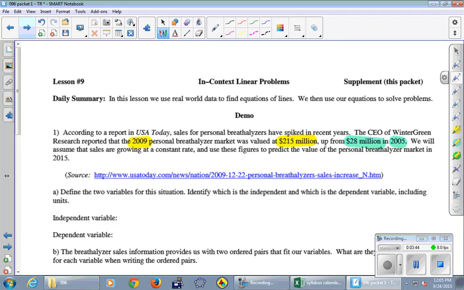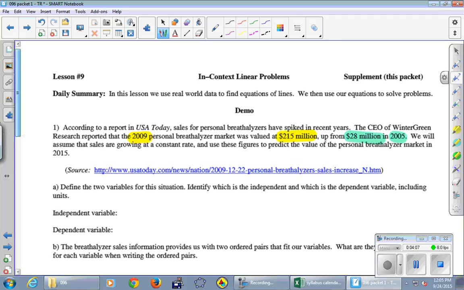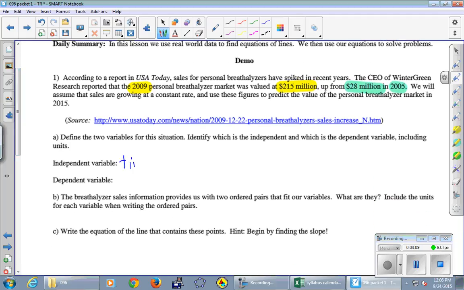If time is involved in a problem, like in this one, 2009 and 2005, then it is always which variable, dependent or independent? Time is always the independent. Time marches along. It could care less about anything else that is happening, including the breathalyzer market. But as a result of time passing, the breathalyzer market changes. So our independent variable is time in years. That's our unit.